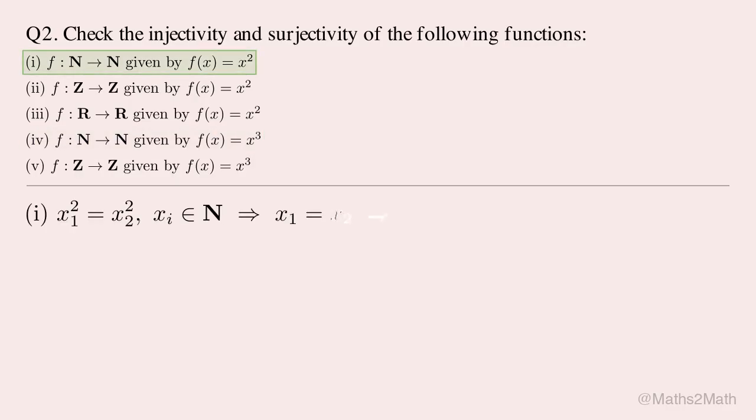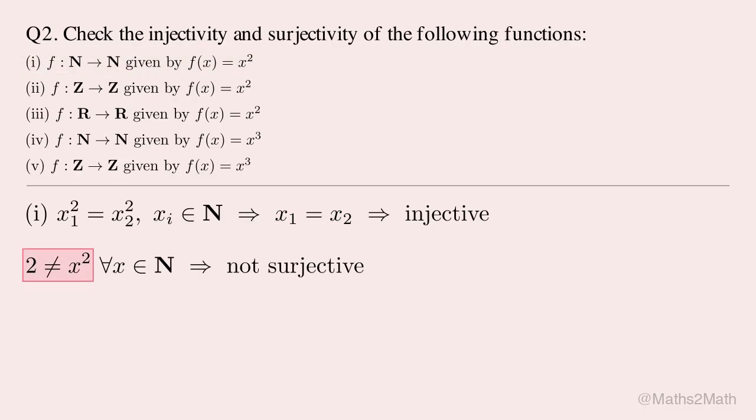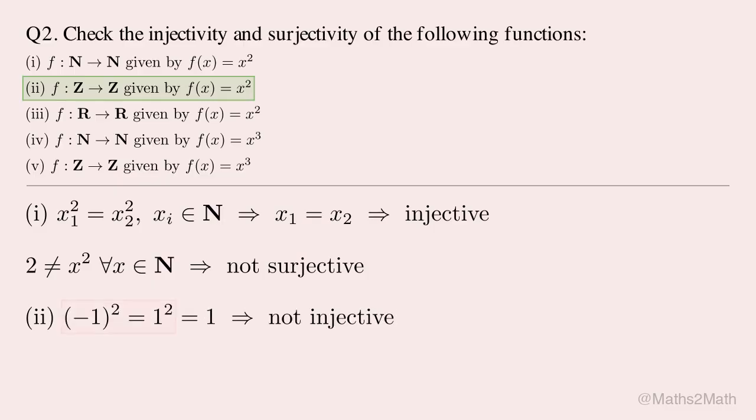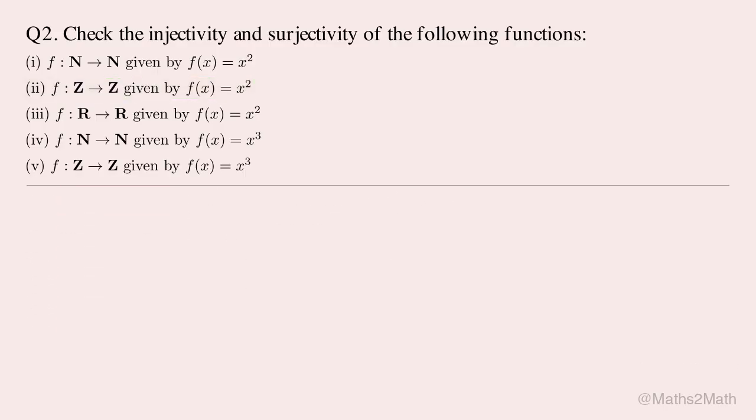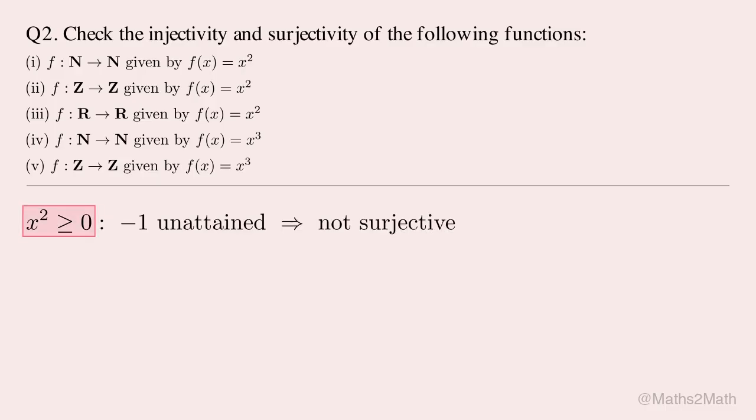Part 1, x squared on the naturals. Two distinct positive numbers have distinct squares, injective. But 2 is not a perfect square, so nothing maps to it, not surjective. Part 2, x squared on the integers. -1 and 1 share the same square, injectivity is lost. And squares are never negative, so -1 is never reached, not surjective.